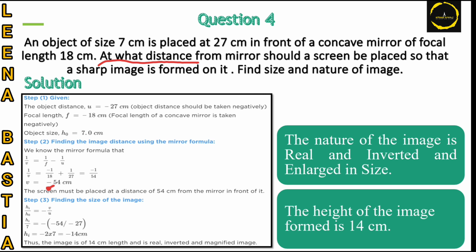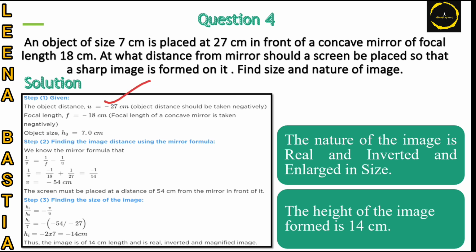Okay, so again we have to find out the size and nature. Size means HI, we have to find it out. We know the formulas for magnification; it has two formulas. One is minus V by U, another one is HI by HO. We just need to equalize both of them and then put the values. When you put the values, you will find it is minus 14 centimeter. So we got minus 14 centimeter, thus the image is 14 centimeter in length, and is real, inverted and magnified. This is all the solution you have done in this box.